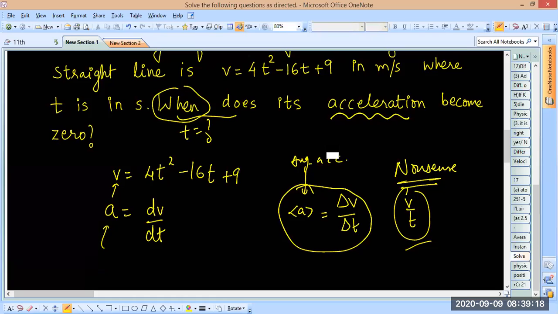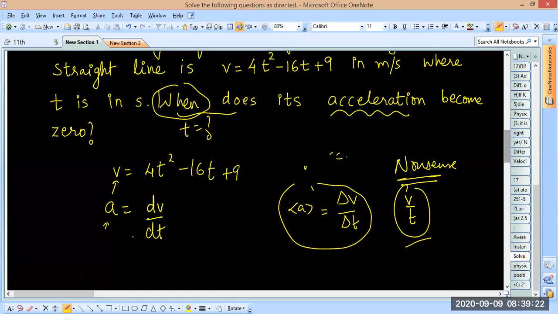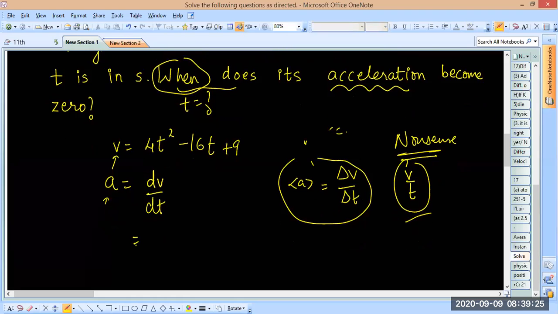All right, let's continue. So now differentiation. What's going to be the differentiation of this? Can you all write it for me? Hurry up. 8t, yes, correct. The differentiation is 8t minus 16 plus 0 because 9 is a constant. So it's okay if you don't write 0 plus 0 here.